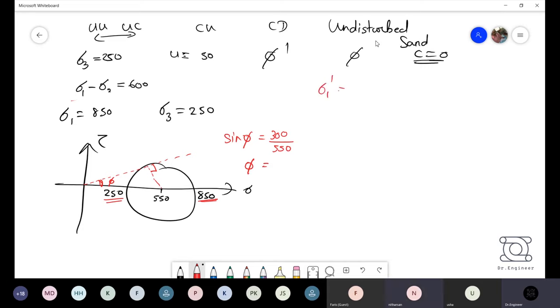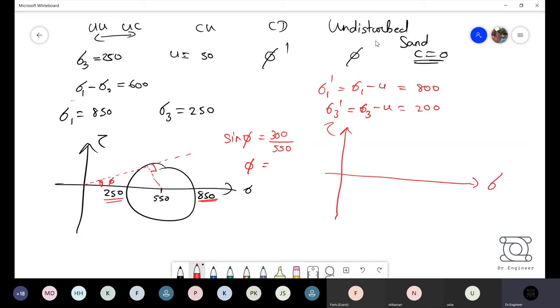Sigma 1 dash is sigma 1 minus u, which means this is 800. What is sigma 3 dash? 250 minus 50. So sigma 3 minus u, that is 200. So again, you have to draw the Mohr circle. You can draw in the same plot. Here I am drawing in a different plot, but in your paper, you can draw in the same plot.